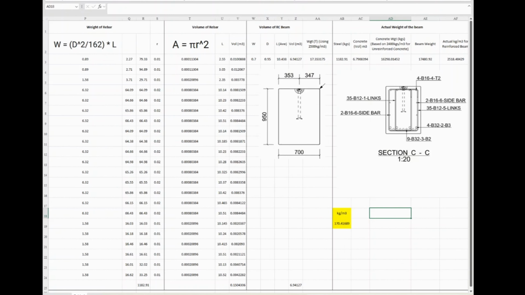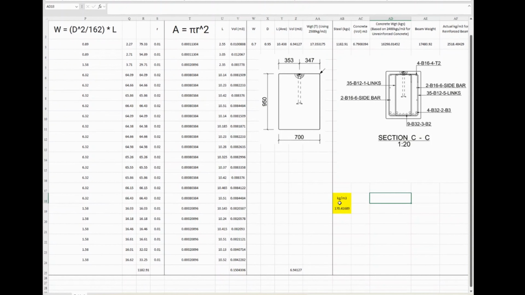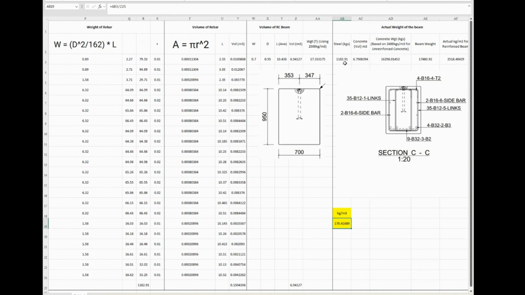Okay, thanks guys. Apologies, I completely forgot to give you the kgs per cube after all of that. You'll see here that the kgs per cube is 170. What we're doing is we have our kgs 1182.91, and we're just dividing it by the 6.94, which is the volume of the beam. I was saying it was going to be under 200 from just a quick look, and we're at 170.